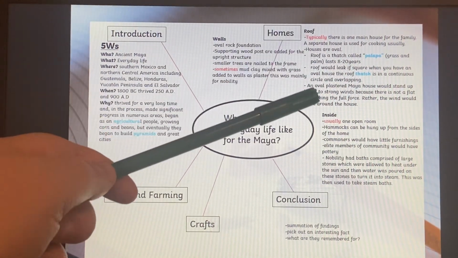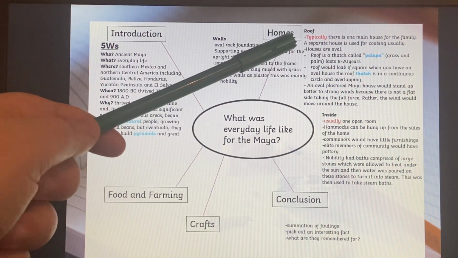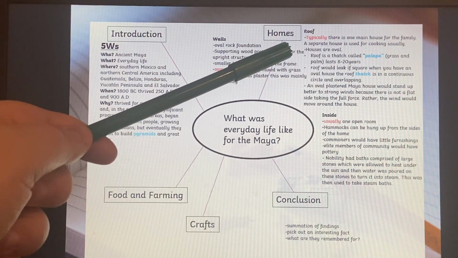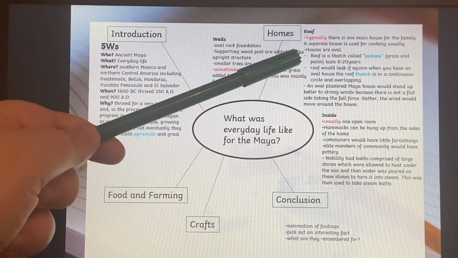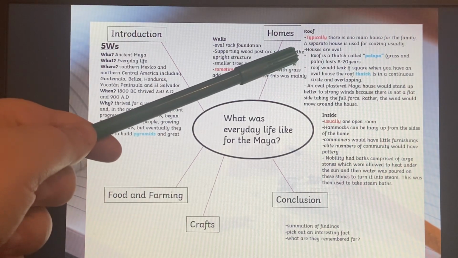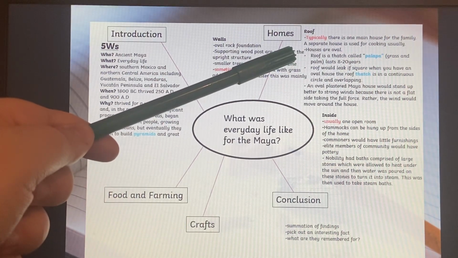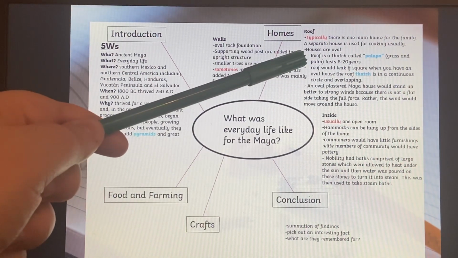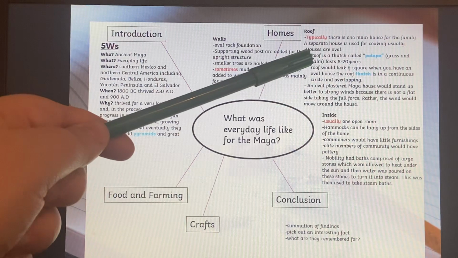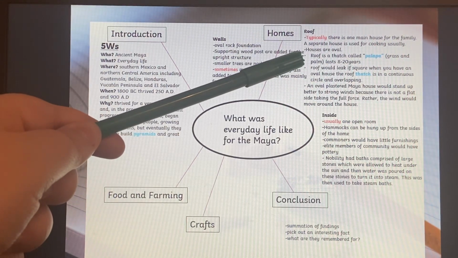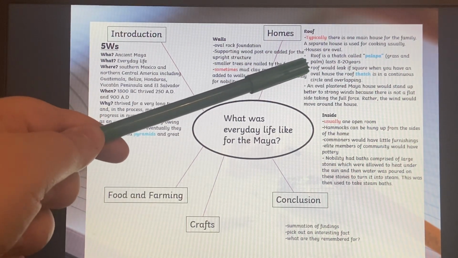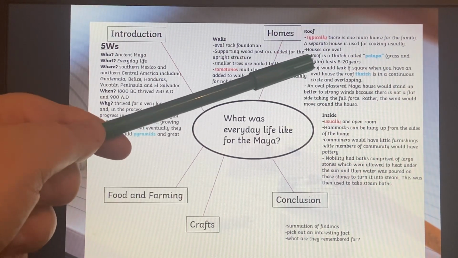I've then got some more information here about the roof. So typically there's one main house for a family. A separate house is used for cooking. And normally the typical house, the main house, is the room where they would sleep and rest in. The houses are an oval shape. The roof is thatched, called palapa, which is made of grass and palm, and it normally lasts about 8 to 20 years.